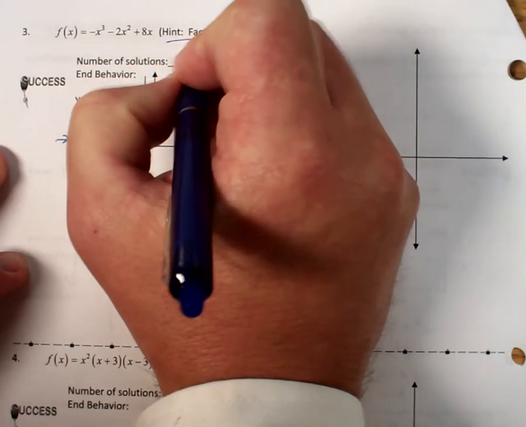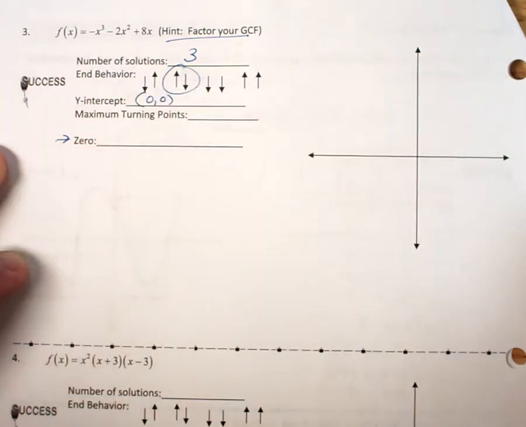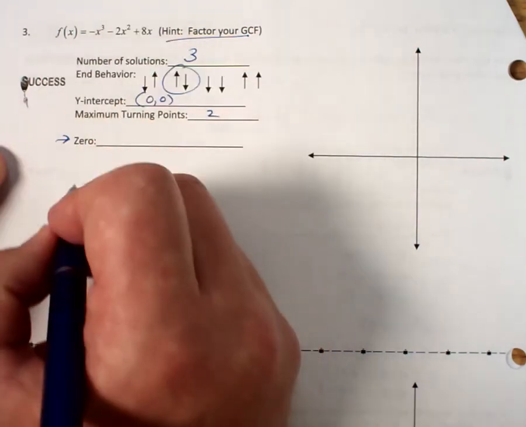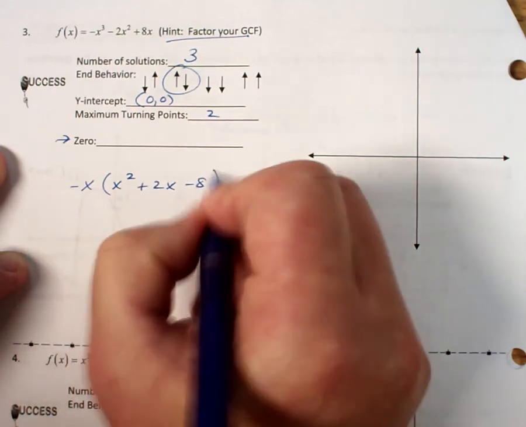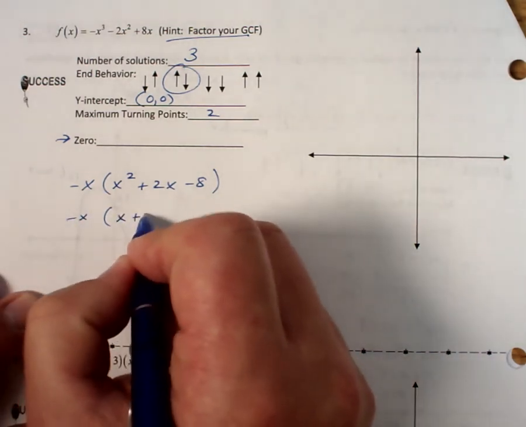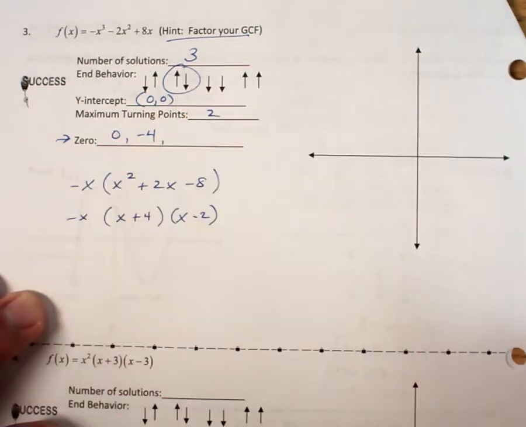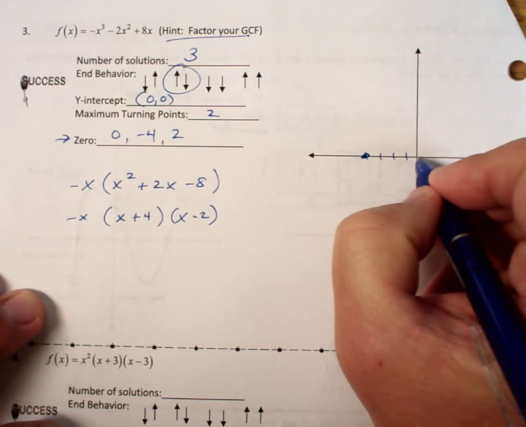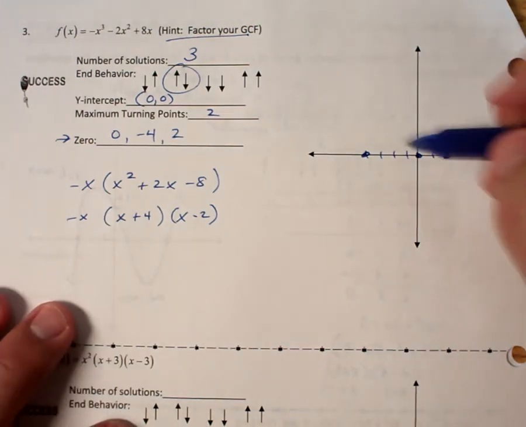So number of zeros here would be 3 with up and down end behavior. The y-intercept would be at 0. Turning points 2. To find my zeros, I got to do some factoring. So I'm going to factor out a negative x, leaving myself with x squared plus 2x minus 8, and then a plus 4 and a minus 2. So my zeros would be at 0, negative 4, and positive 2. 1, 2, 3, 4. Bam, bam, and shazam are my intercepts with up and down end behavior.